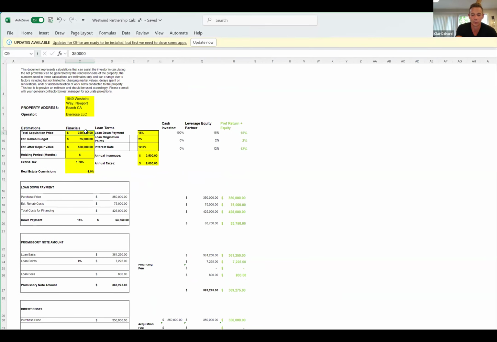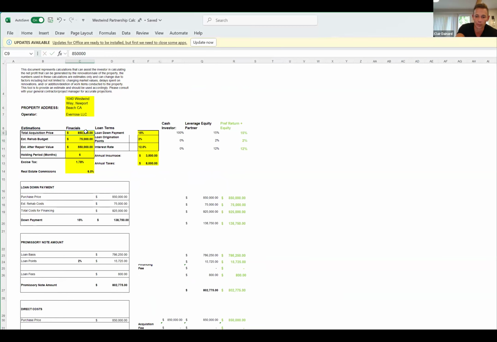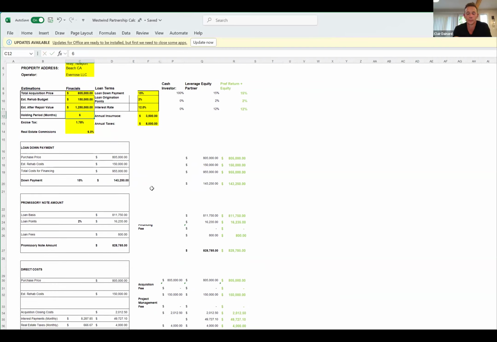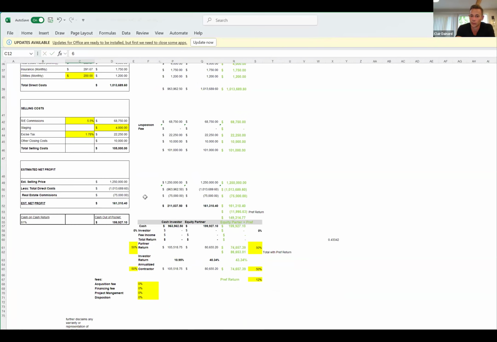let me put those numbers back in. It was what, 850, right? Purchase 805, 150 for rehab, and 1 to 50 is the projected ARV. So if Sergi does the deal by himself, he needs 199,000. He can make 161 in profit.